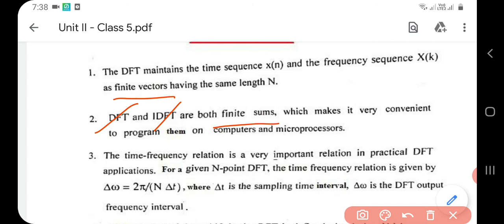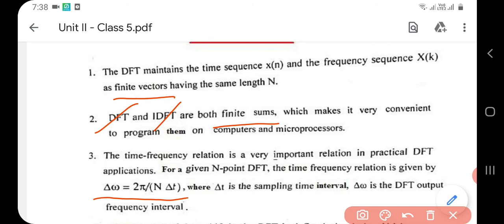Next is the time frequency relation, that is, delta omega equal to 2 pi by N delta t, and that is very practical in the case of DFT applications. This particular relation is very important in practical applications of DFT. Here, for a given N-point DFT, the time frequency relation is given by delta omega equal to 2 pi by N delta t. Here delta t is the sampling time interval and delta omega is the DFT output frequency interval.